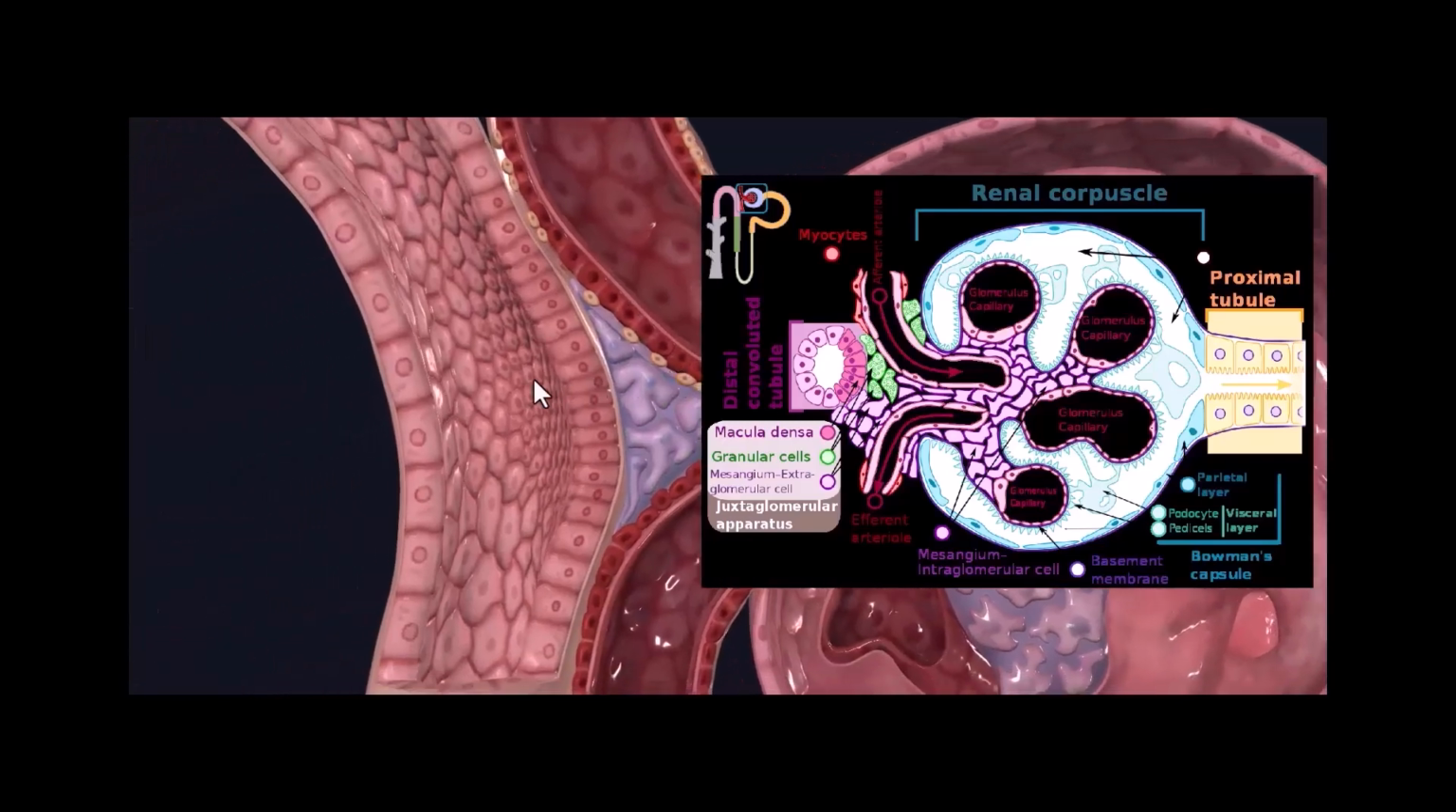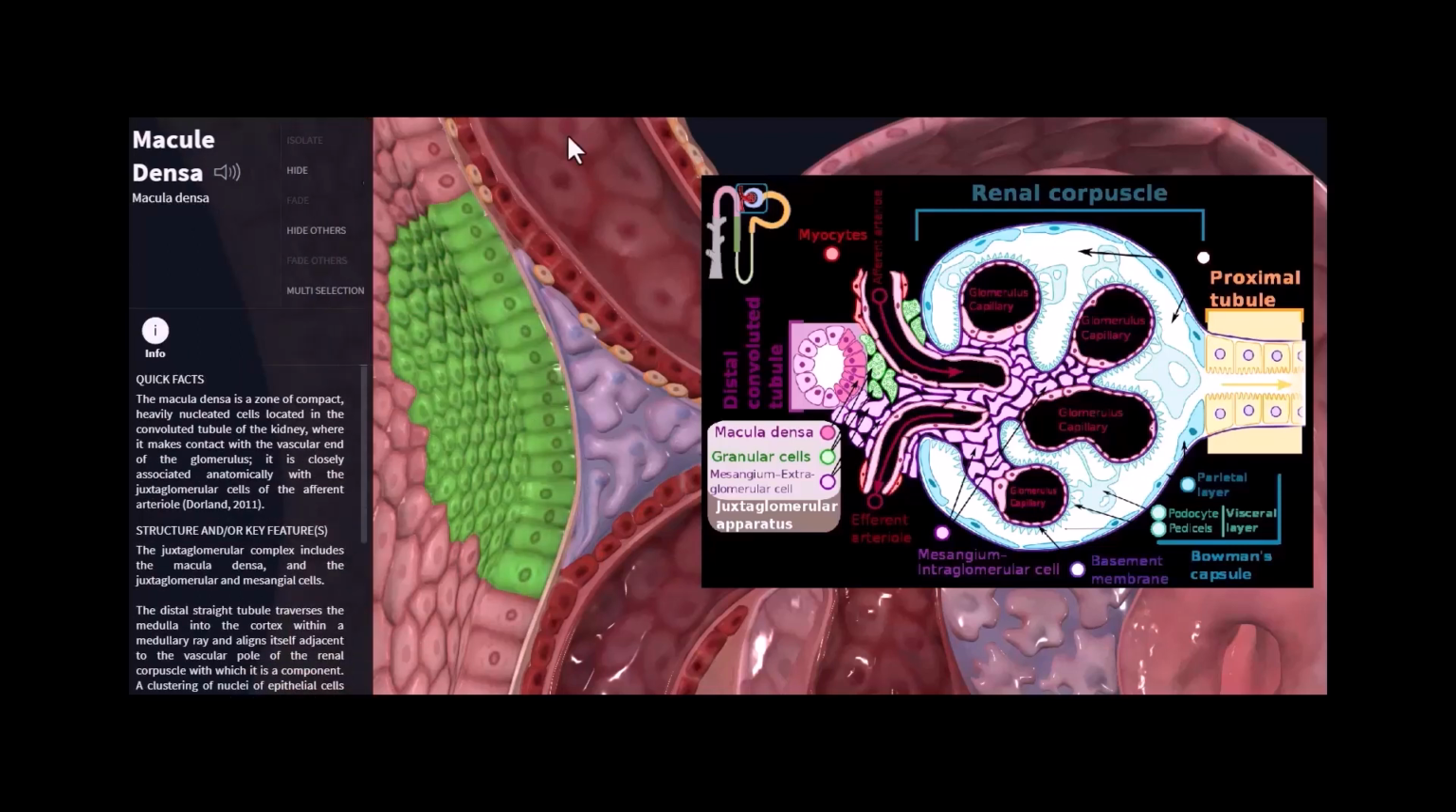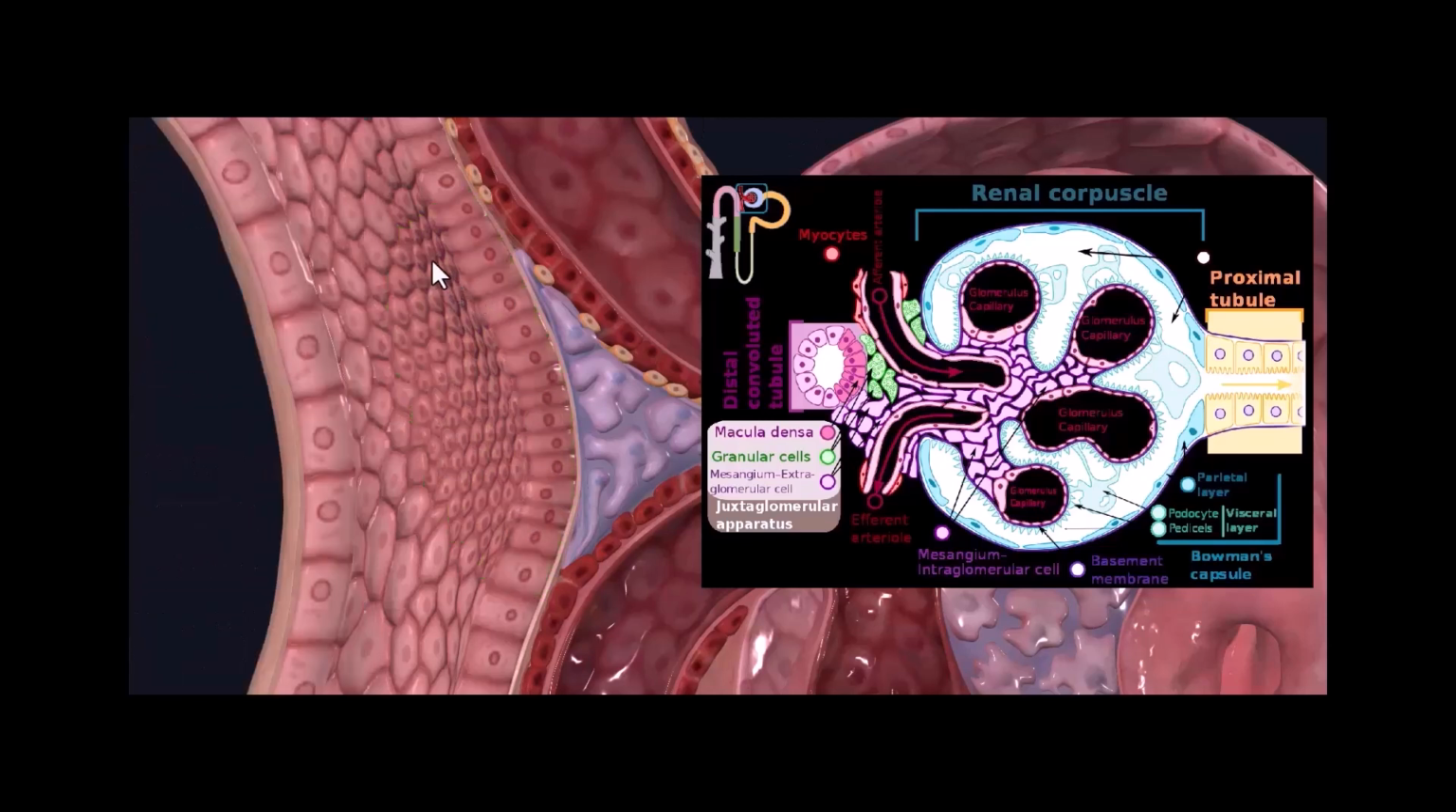But first, let's talk about the macula densa. The macula densa acts as a sensor for the filtration system. So this is the macula densa. If we have too much sodium or too much solute inside the filtrate, the macula densa will sense that there is too much solute or too little solute, and it will act accordingly.